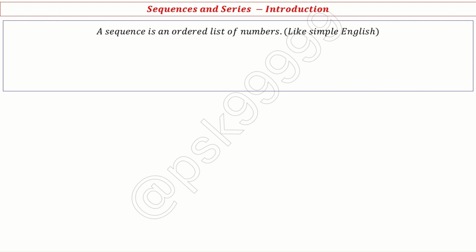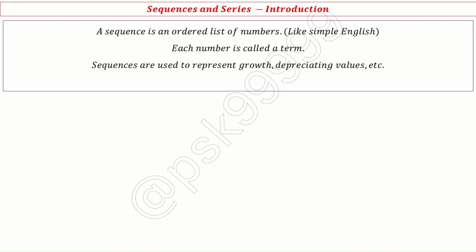What is a sequence? A sequence is just an ordered list of numbers. Ordered list of numbers means if you have numbers like 1, 2, 3, 4, 5, 6, then we can call it a sequence. In that, each number is called a term: first term, second term, third term, last term, nth term. Sequences are mainly bound by some rules. Sequences are mainly used for growth, depreciating values, etc. That's where we use them.